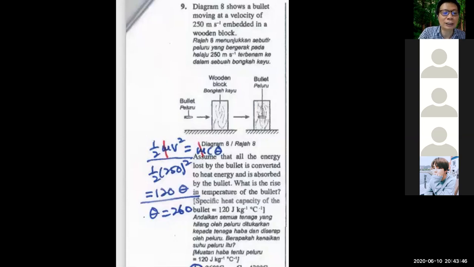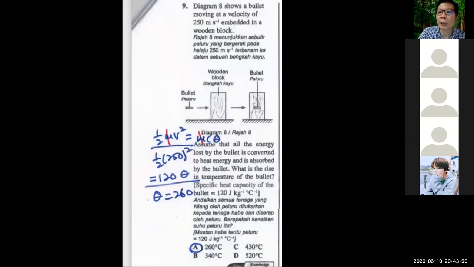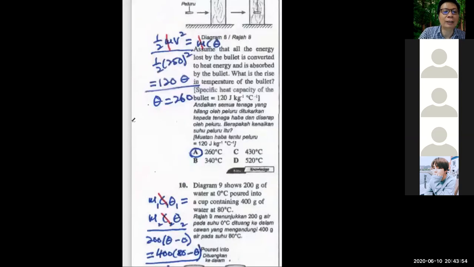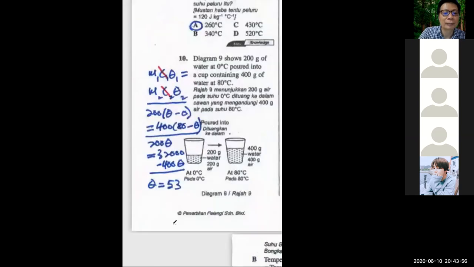So the answer is 260. Okay, next. Another question, number 10. This one is a more difficult one.